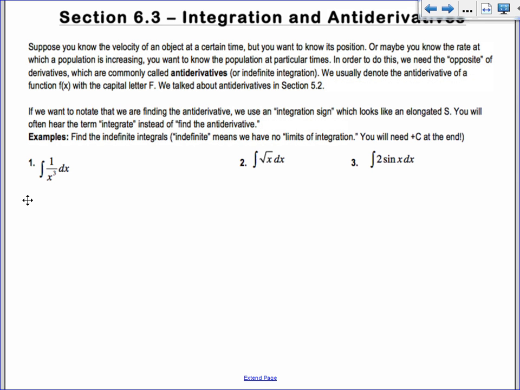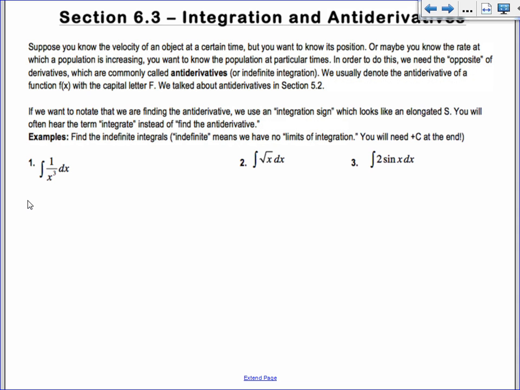So you guys have kind of seen this. It's been a few weeks since you saw it, right? Second semester or first semester. So this is going to be kind of familiar to you. It's also going to be related to the area stuff that we've talked about before. We usually denote the antiderivative of a function f of x with the capital letter F. We've done that before. If we want to notate that we're finding the antiderivative, we use an integration sign, which looks like an elongated S. You'll often hear the term integrate instead of find the antiderivative, so it means the exact same thing.